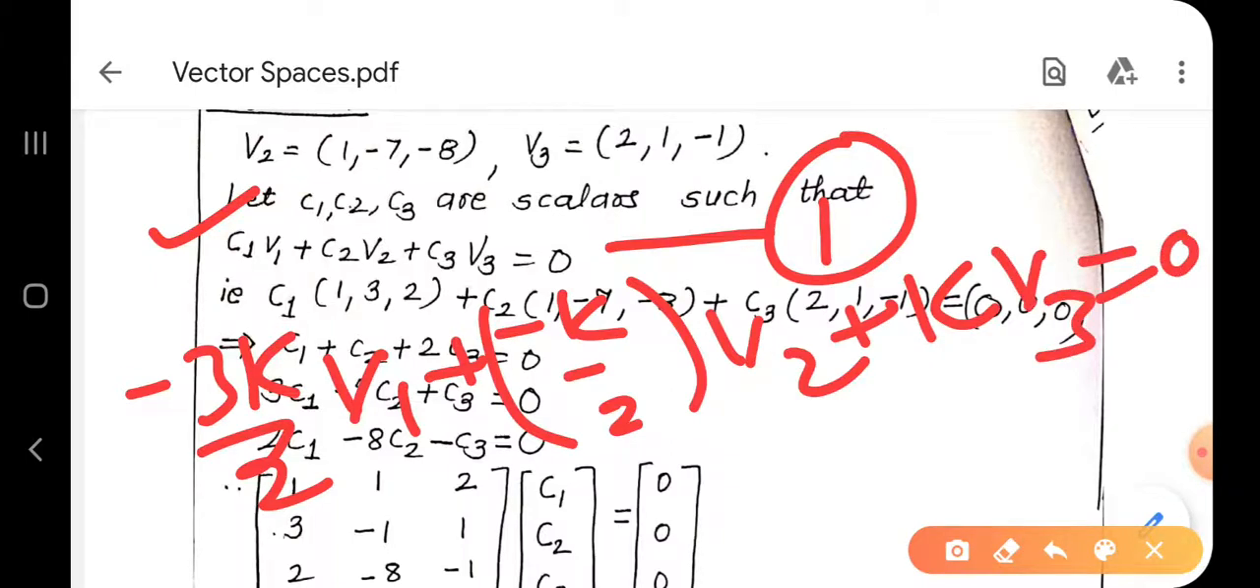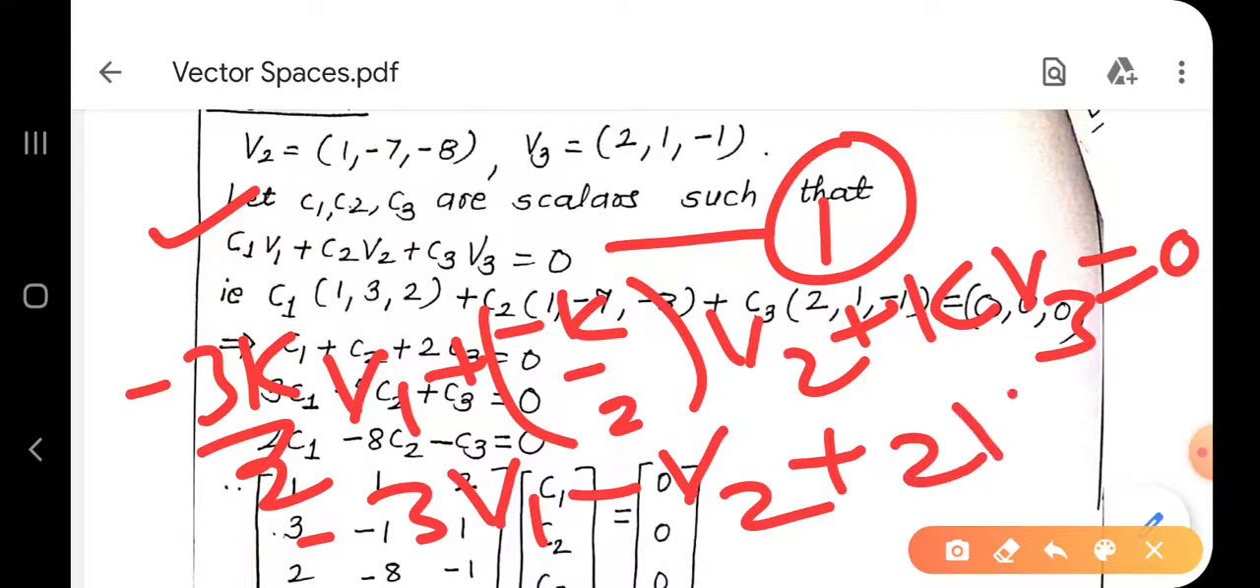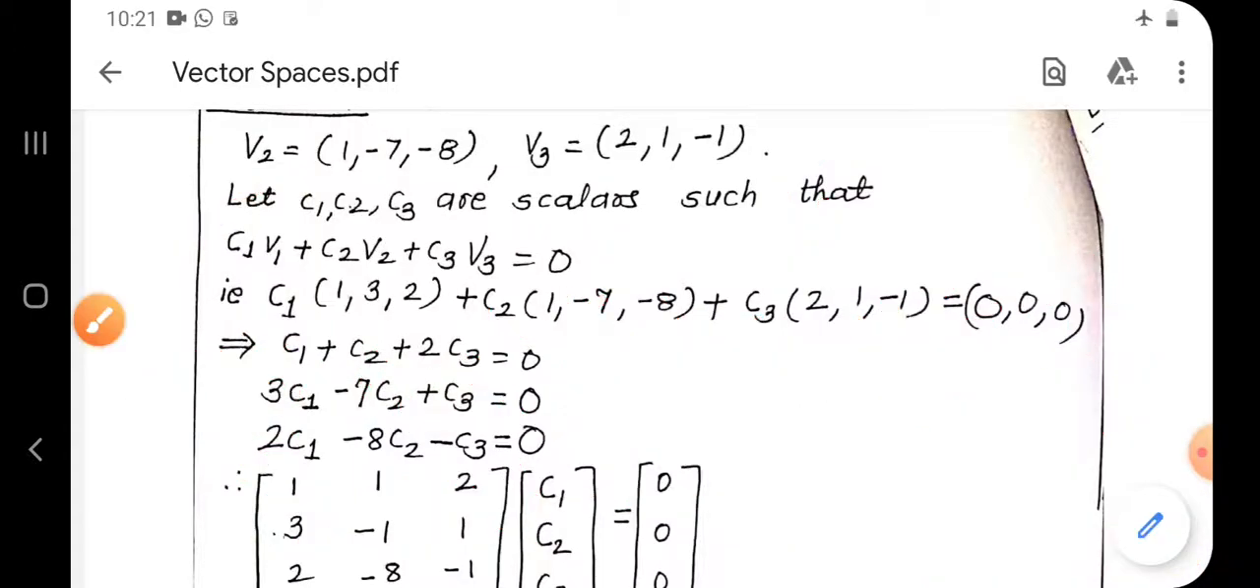Understood? Take K common and cancel. What I get? In fact, divide by 2. So I get minus 3V1 minus V2 plus 2V3 is equal to 0. I multiply by 2 so that the denominator 2 gets cancelled. So this is the relation between the vectors V1, V2, V3: minus 3V1 minus V2 plus 2V3 is equal to 0.